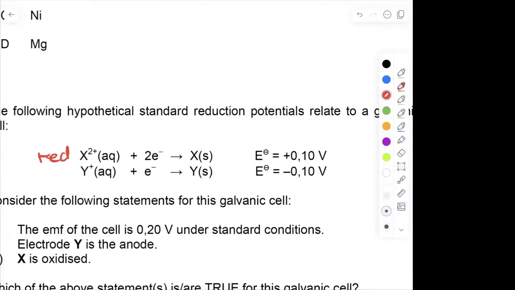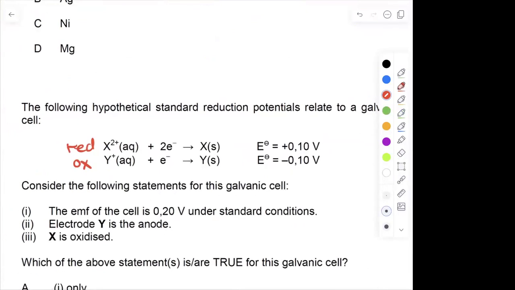And then our anode is going to be our oxidation half reaction. So we know definitely that statement number 1 is going to be correct, right? Okay, number 2, electrode Y is the anode. Yes, it is. Oxidation happens at the anode. We already said that that's going to be our oxidation half reaction. That's going to be true over there.